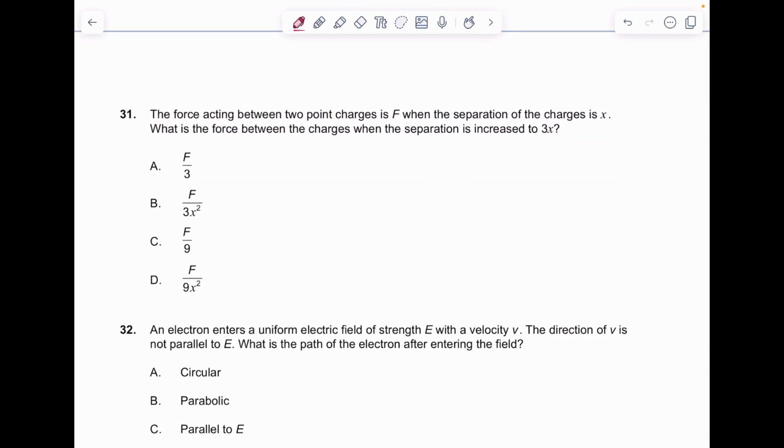Force between two point charges. This is the same sort of question. Separation of the charges is x. What's the force when the separation is increased to 3x? So this is the F equals kQQ over r squared equation. We should be happy with the fact that F is proportional to 1 over r squared. So if I go from x to 3x, I'm going from x squared to 9x squared. So the force becomes 1/9 of the original force. We should be happy with that as a 1 over r squared relationship. We go 3 times the distance, we get 1/9 of the force.